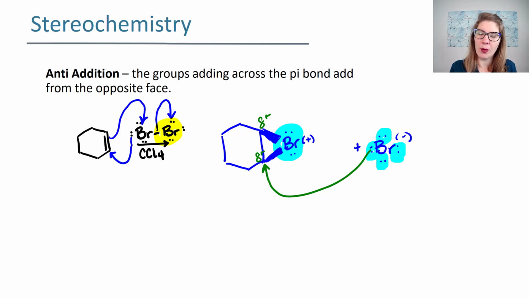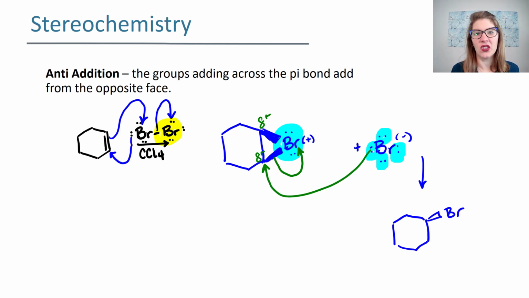And once we have the bromide ion attack this carbon, this bond needs to break. Those electrons go up onto that bromine. And when that happens, the positive charge goes away because now the bromine has everything it needs. The way that we would draw this is that first bromine was wedge, and it'll stay wedge. And that second bromine that's coming in is coming in from the opposite side, so it is dashed.